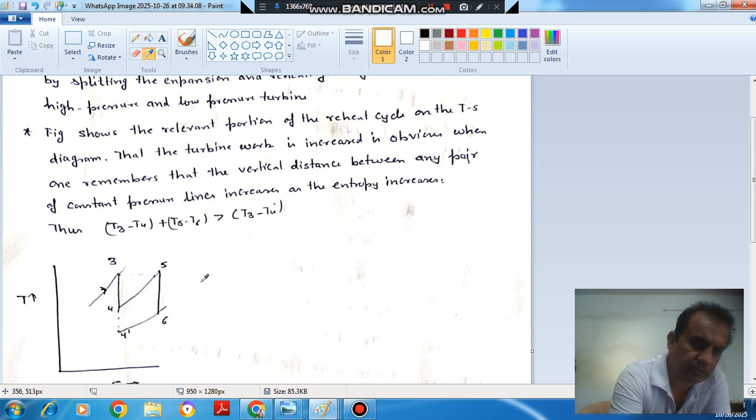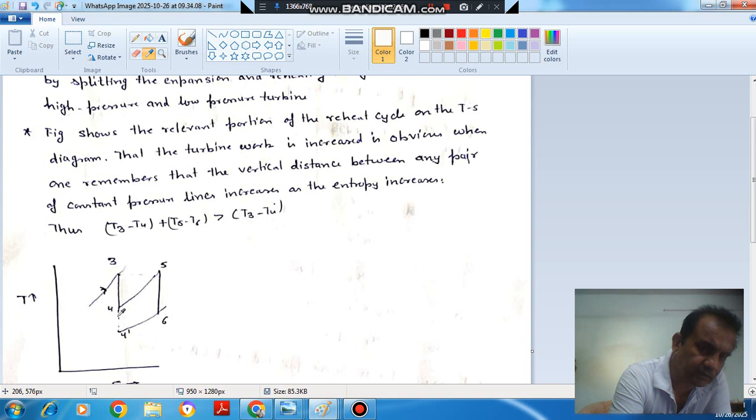So by doing this, previously the work done was 3 to 4 dash. This line was representing the work done, or the temperature drop was T3 minus T4 dash. But now the work done is from 3 to 4, this, and from 5 to 6.